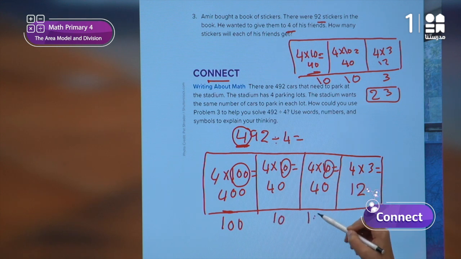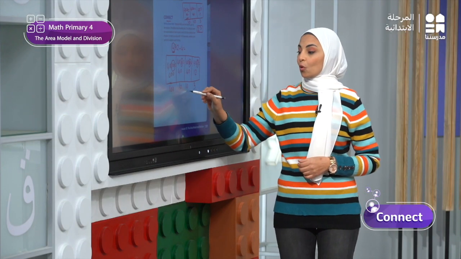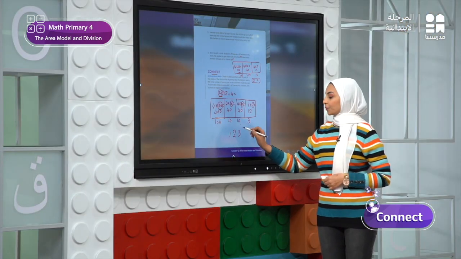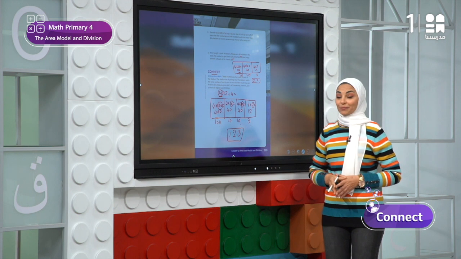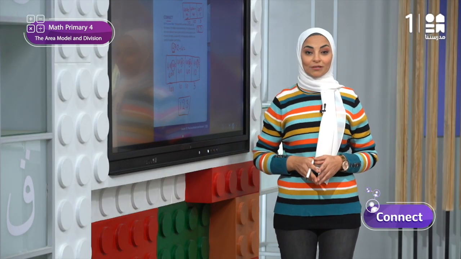Third part, another 10. The fourth part, I will put 3. So, what is the answer? I will add all these numbers to get 123, and this is my answer. So, this is the number of cars in each parking lot.